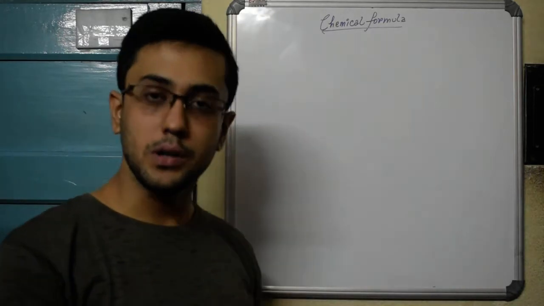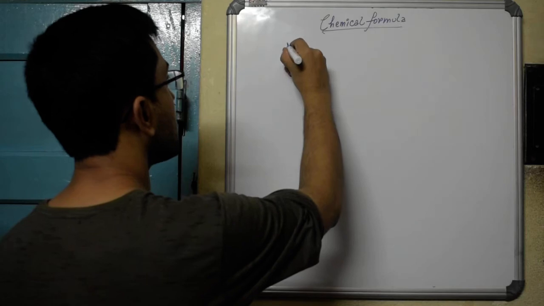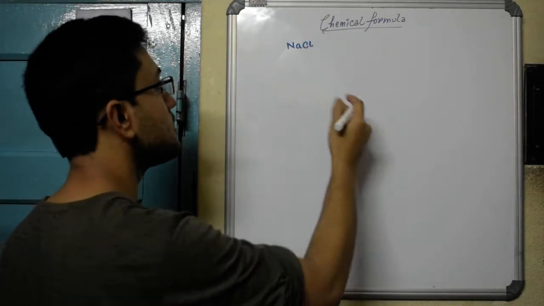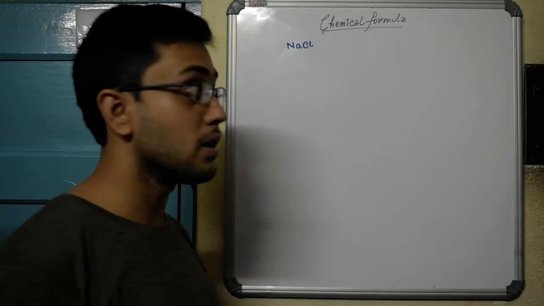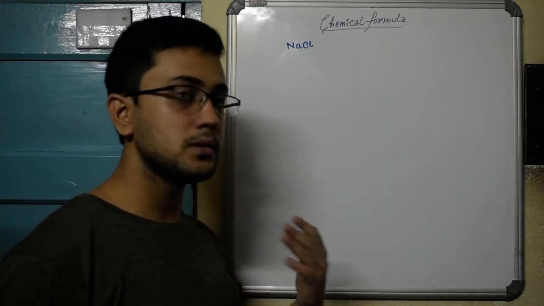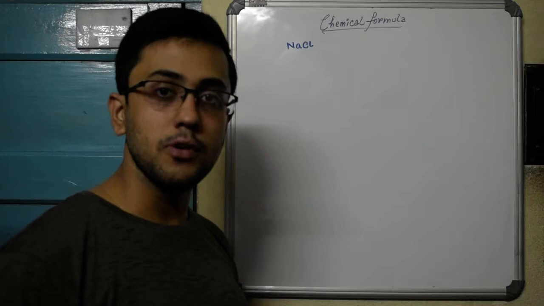I'm pretty sure you know what a chemical formula is. You have already studied this in earlier classes: whenever you represent some element or compound by using its symbols, you call it a chemical formula. Like if I want to say the compound sodium chloride, instead of writing it out completely, if I simply write NaCl, this is the chemical formula for sodium chloride. And obviously for this you should know the symbol of sodium and the symbol of chlorine.